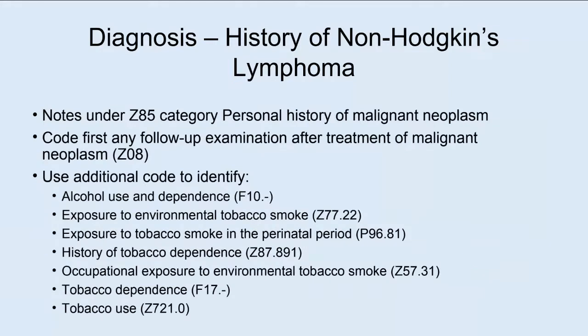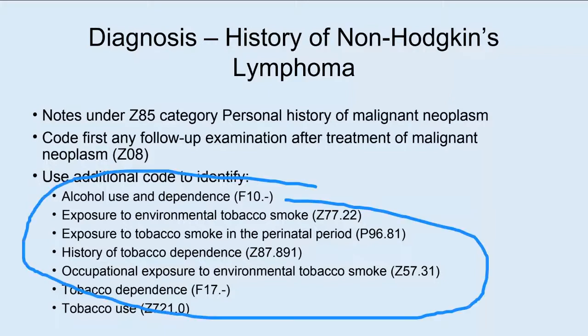Now, there are many notes under category Z85, personal history of malignant neoplasms. So let's look at some of these. We have these same use additional codes here, okay? It's also code first follow-up exam. So this didn't include a follow-up exam. That wasn't the point of the encounter, but if there had been a follow-up exam to see if the lymphoma had recurred, you would code Z08. And the use additional code for the alcohol use is not applicable here, so we're not going to do that.